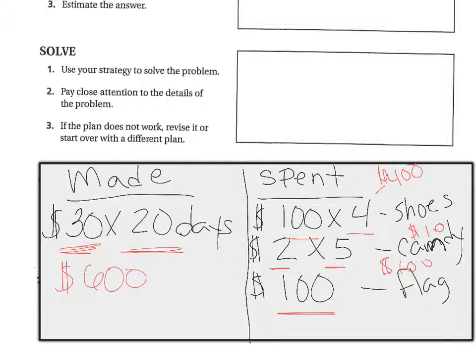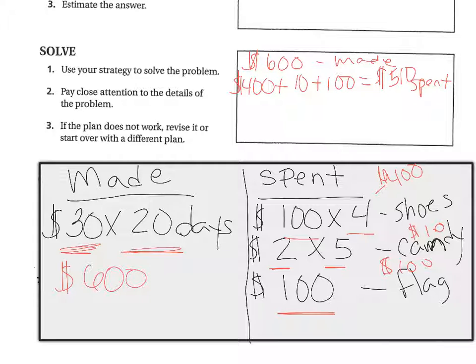Now I've broken this up into 2 parts. I know that he made $600, and I know that he spent 100 plus 10 plus 100. Okay, that's the amount here, and 400 plus 10 is 410, plus 100 is 510. So Devin spent $510. So I've broken this into 2 parts.